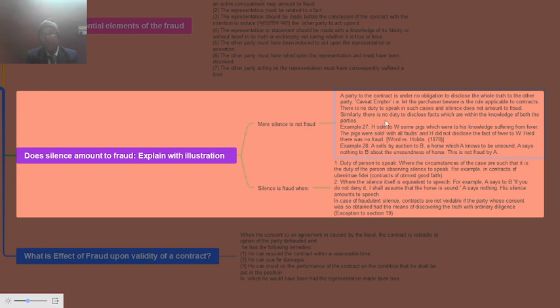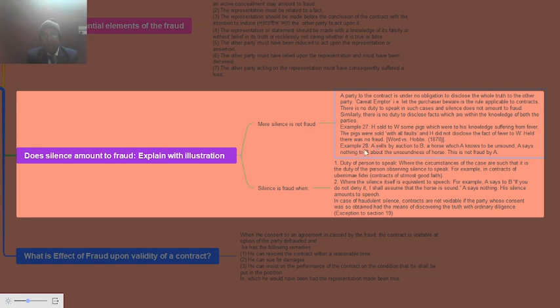Similarly, there is no duty to disclose the facts which are within the knowledge of both the parties. Example: H stands for Hobbes and W stands for Wood. H sold to W some pigs which, to his knowledge, were suffering from fever. The pigs were sold with all faults and H did not disclose the fact of the fever to W. Held that there was no fraud.